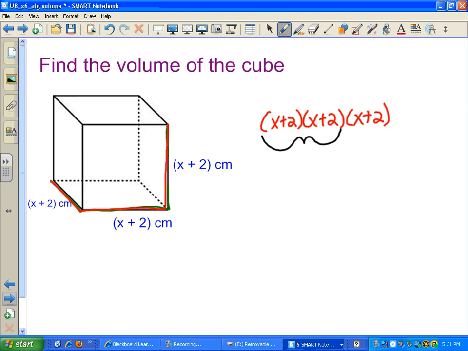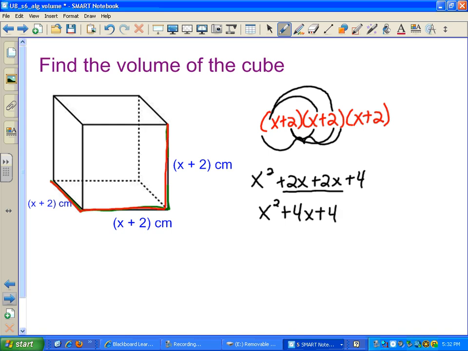So x times x is x squared. x times 2 is 2x. 2 times x is 2x. And then 2 times 2 is 4. When I combine my like terms, the 2x's in the middle, I get x squared plus 4x plus 4. And then I have to multiply that by my other x plus 2.